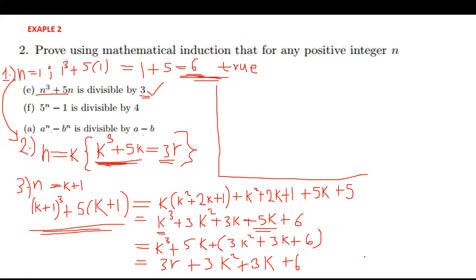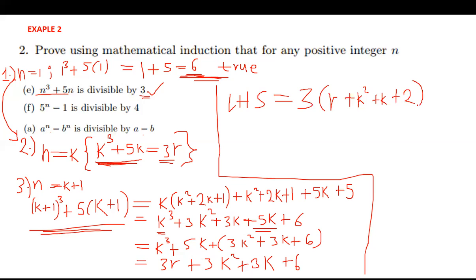Or if you want, you can go further by factorizing this, meaning you factor out the 3. So the left hand side can also be written as 3, and then you open brackets. I'm just factorizing this expression. I'm going to have r plus k squared plus k, and then plus 2.